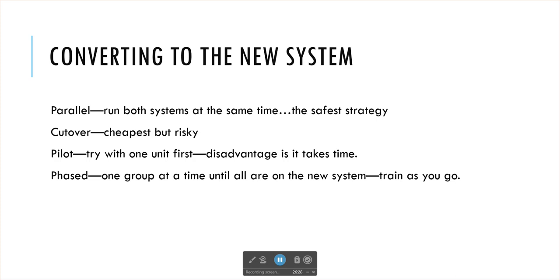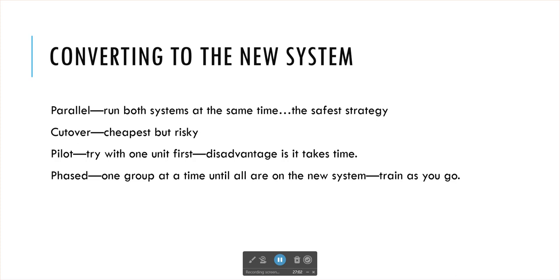Now, cutover means you basically change from one system to the other. Okay, tomorrow we're on the new system. With pilot, you will try one unit first and then see how that is. And so a pilot study is really a practice to see if things are working or if they're not working. When we talk about phased, you use one group at a time until everything is on the new system. I have seen in universities where this is done.